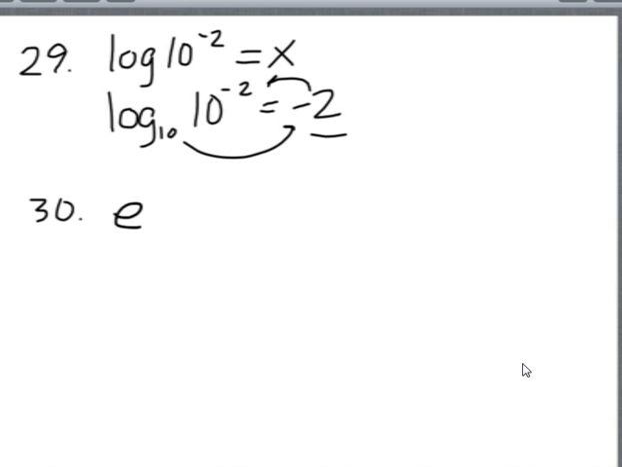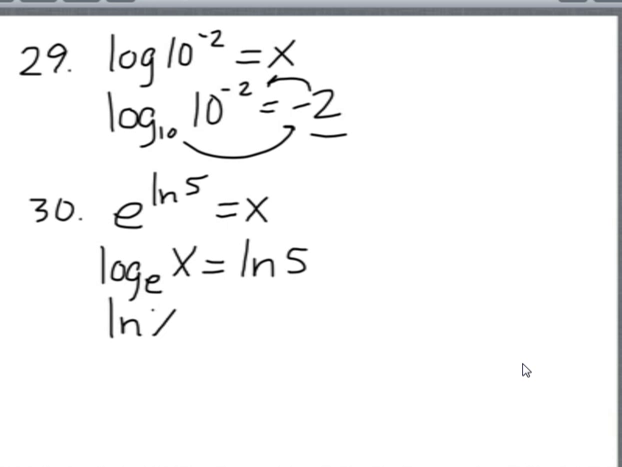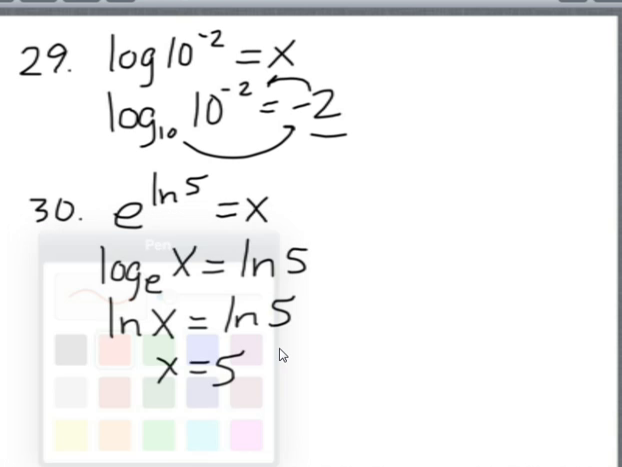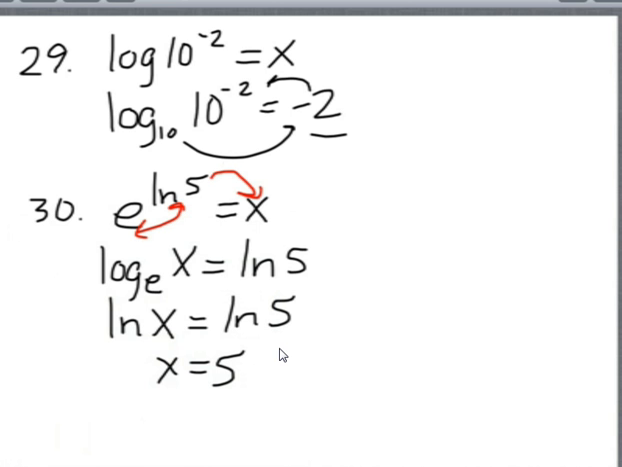Number 30. e to the natural log of 5 is equal to x. So this is an exponential form, so I need to put it in log form. Log base e of x equals the exponent natural log of 5, or natural log of x equals natural log of 5, so x equals 5. So this is saying the natural log of 5 is the exponent that I have to put on base e in order to get 5. If I put on e the exponent that I have to put on e to get 5, I'll get 5. So x is 5. The bases do match here, e and base e, 5 and 5.